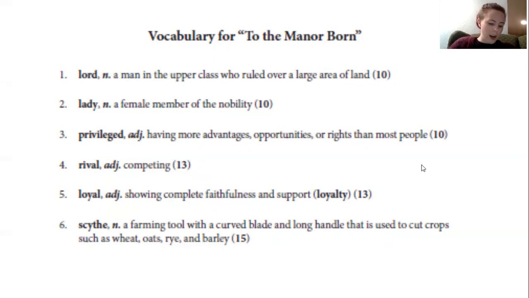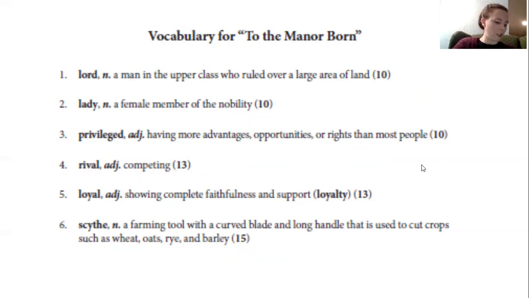Number 4 is rival, R-I-V-A-L, which is an adjective that describes a noun, and it simply means competing. So if you love the Cowboys football team, you might have another team that you think is their rival that they're competing against.